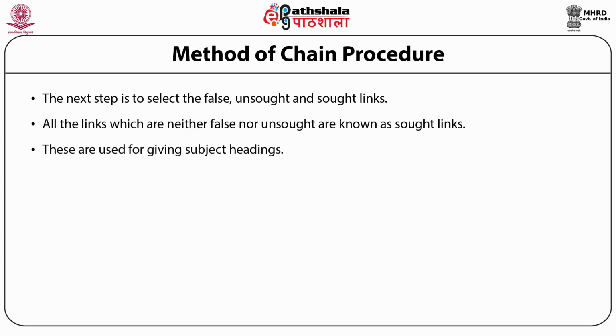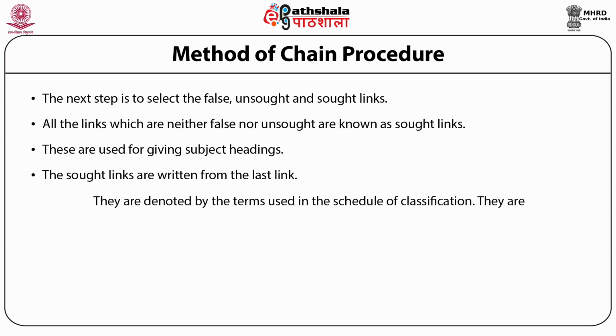These are used for giving subject headings in the class index entries of the alphabetical part of the classified catalog. In the above example, there are 11 links, but only link number 1, 4, 6, 9, and 11 are significant or sought links. Number 2 and 3 are unsought, and 5, 7, 8, and 10 are false links. The sought links are written from the last link. They are denoted by the terms used in the schedule of classification.